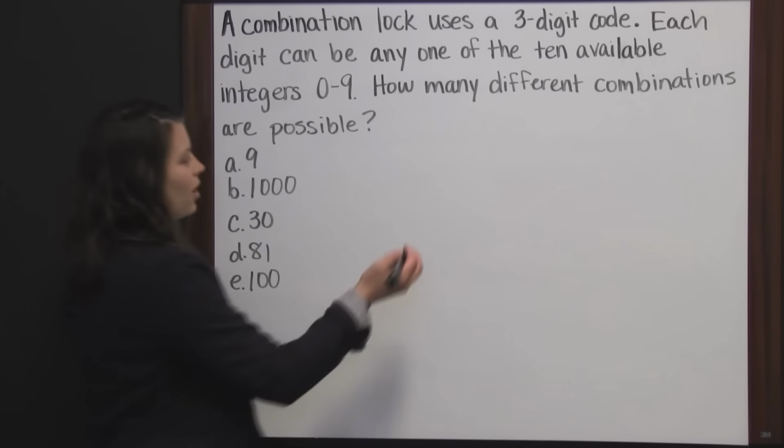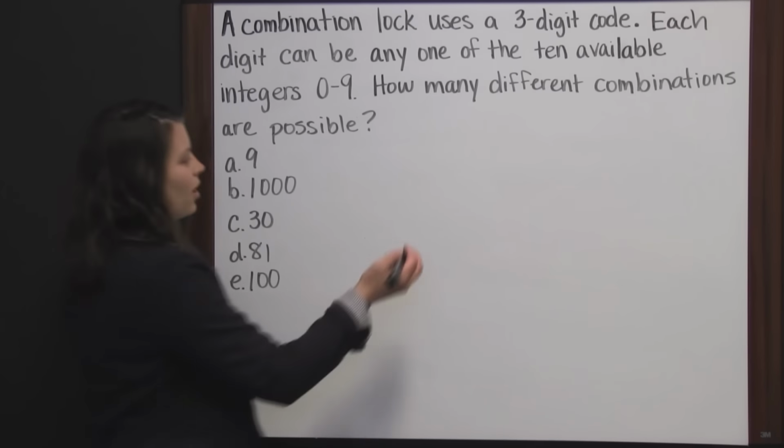independent events. So the possible outcomes would be first the possible outcomes for the first digit, 10, since there are 10 available numbers, times the possible outcomes for the second digit, which again is 10 integers, times the possible outcomes for the third digit, which is again 10. So the possible outcomes is 10 times 10, which is 100, times 10, which is 1,000 possible outcomes. This is the quicker way to do it.